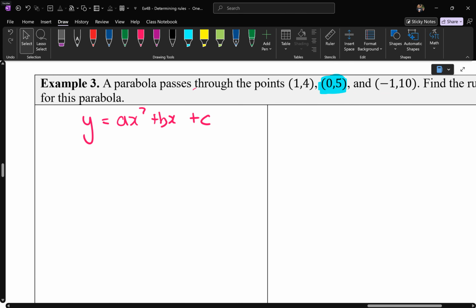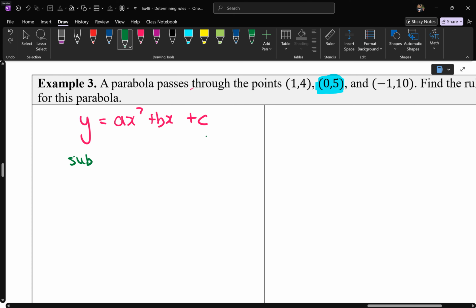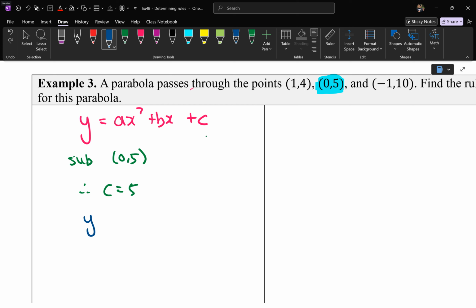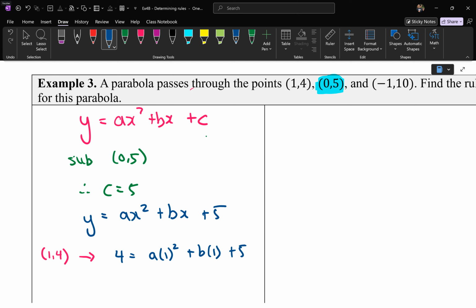Let's do this by hand. So let's see if I sub 0, 5, you should have, therefore, c is equal to 5. Your equation now is ax squared plus bx plus 5. And now you've got the other 2 points to work with. So let's sub it in. If I substitute in 1, 4, I will then get 4 is equal to a times 1 squared plus b times 1 plus 5. Simplifying that, minus 5 on both sides, that gives me minus 1 is equal to a plus b. That's equation 1.